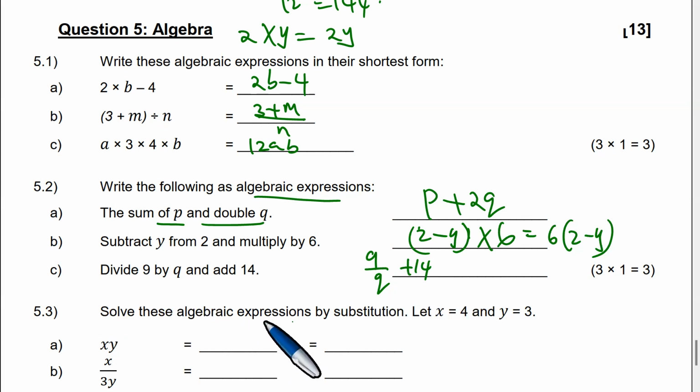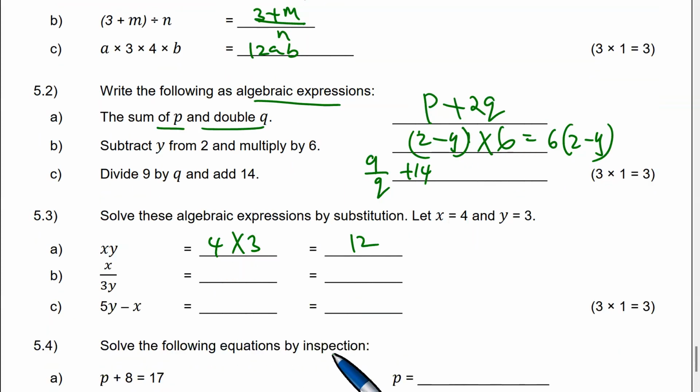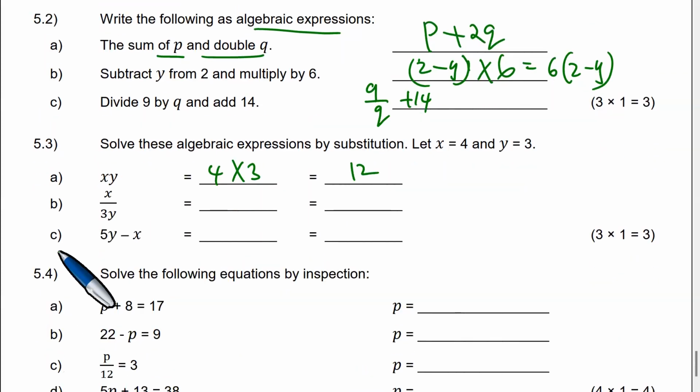Solve these algebraic expressions by substitution. Let x be equal to 4 and y be equal to 3. So what's the answer? If x is 4, then in the place of x you put 4 times y. Y is what? It's 3. What is 4 times 3? 12.